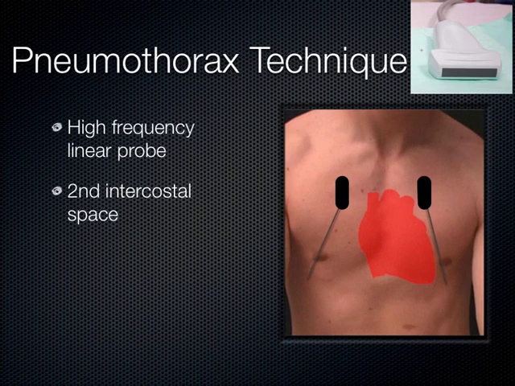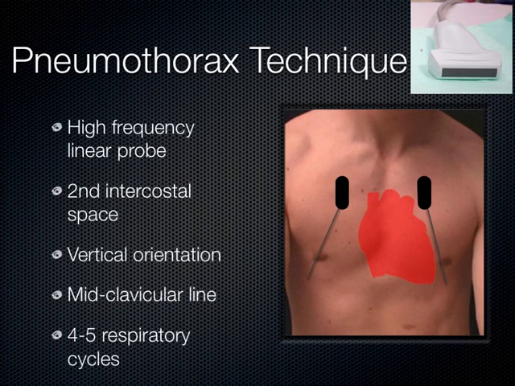What you also want to do is, when you put the probe on the patient, watch them breathe through a few respiratory cycles, because what we're trying to pick up here is the pleura moving. You have the visceral and parietal pleura together in a normal patient, and when you breathe, there's motion at that interface. If your lung has collapsed, there won't be any motion at that interface because the lung is way down here.